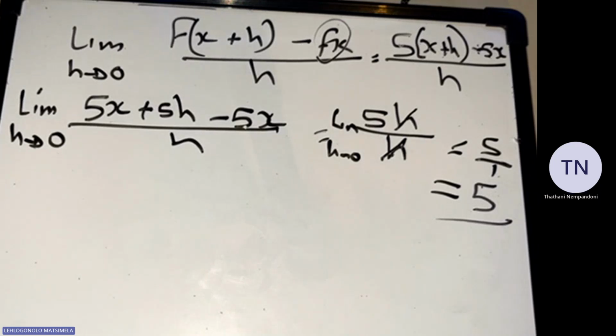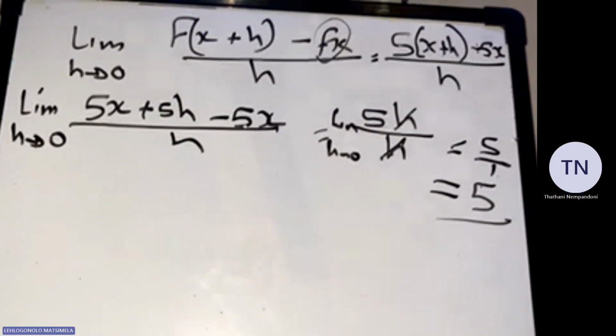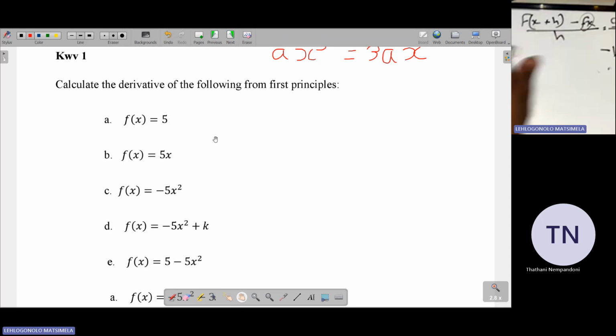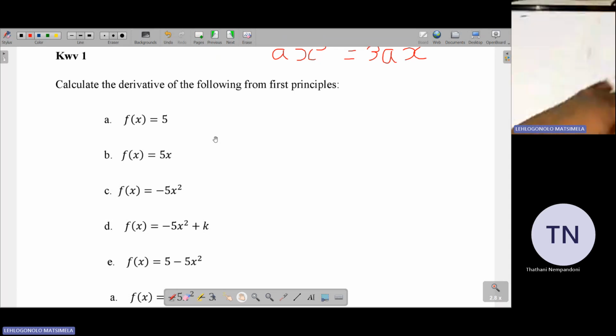Okay, let's proceed to the next one. So this was the simple part of it. Let's find the difficult one, or let's increase the problem. When we increase the problem, number C. If you can see number C, let's try number C and see what number C has for us. Number C is minus 5x to the power of 2. Now you can see they are increasing with the exponents. Now if they are increasing with the exponents, it's obvious that we have to just substitute as it is.